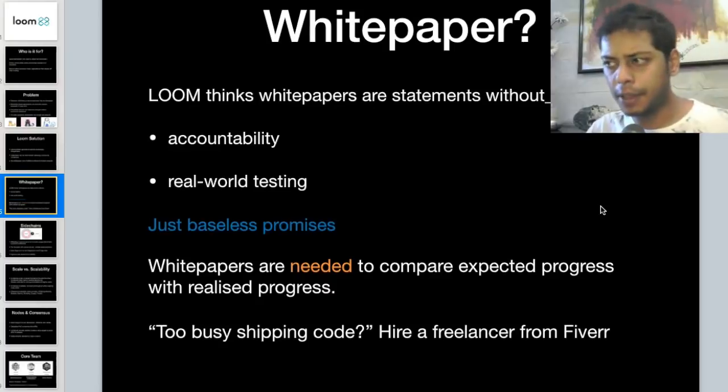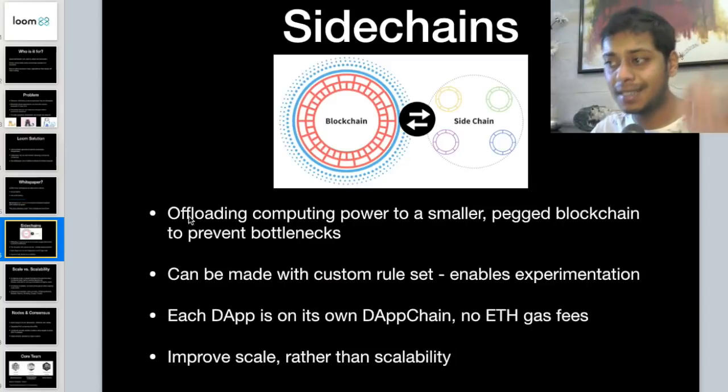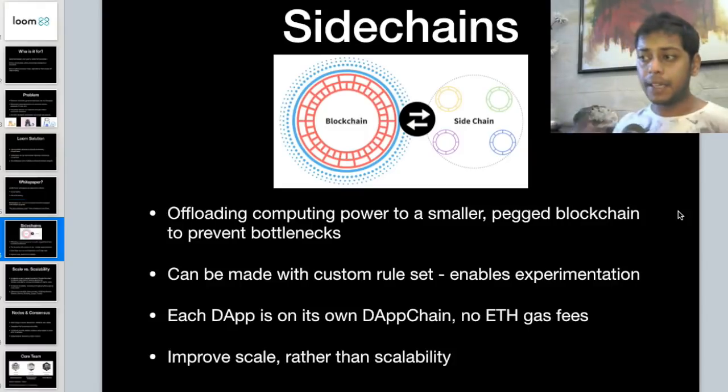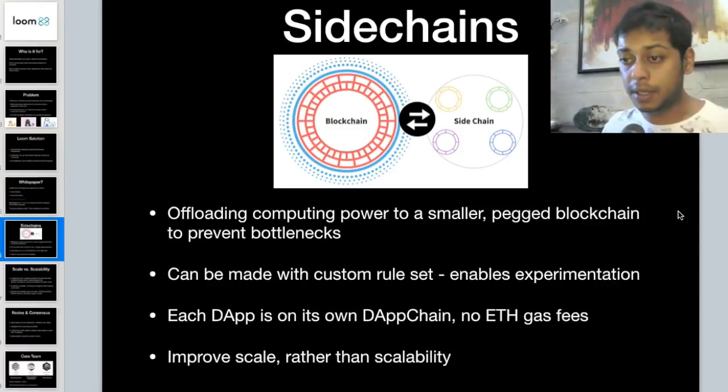And let's go to another one of the Loom solutions, which is sidechains. So let me start by going all the way back to what a sidechain is actually all about. So a sidechain is, as the name describes, a chain that is not part of the main blockchain, but it is connected to the blockchain. So basically what a sidechain enables you to do is create your own custom rule set within a little isolated part of the blockchain so that you can experiment.